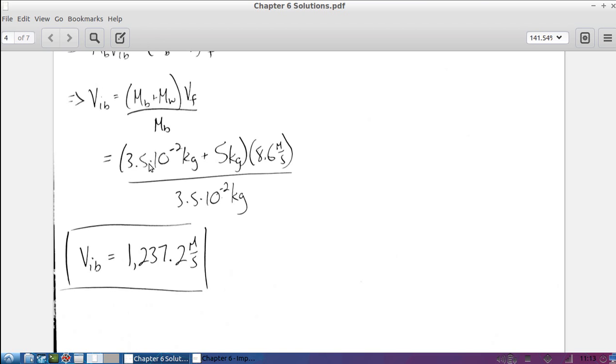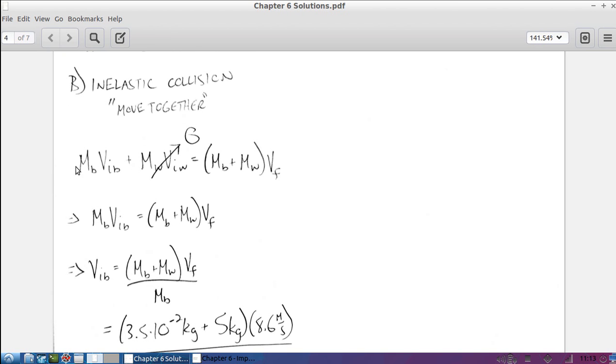Right? I've got a very small mass for the bullet, very large mass for the wood. But I'm dividing by a very small mass. So what actually happens is I plug my values in. I get a very, very high speed for the bullet, right? Which does make sense, right? Bullets travel at a very, very high rate of speed. So I'm getting a high velocity for the bullet. So that makes me feel good about my answer.